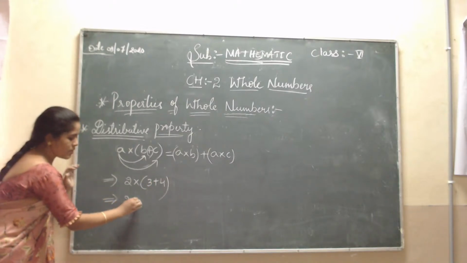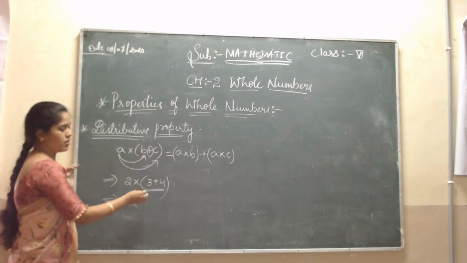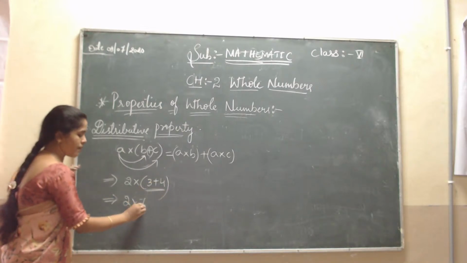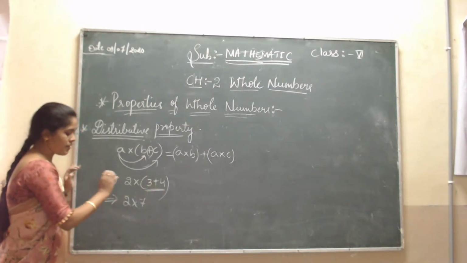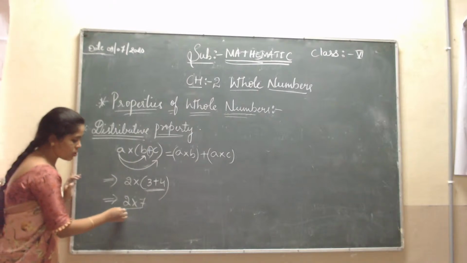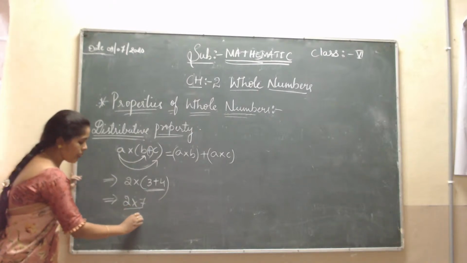2, keep as it is. First solve this bracket. 3 plus 4 is 7. Now multiply these two. 2 sevens are 14.